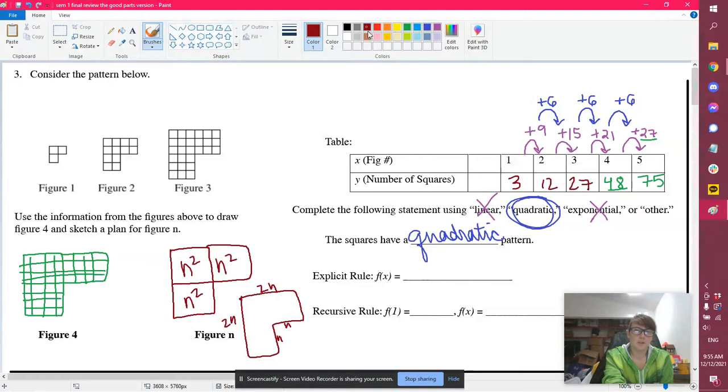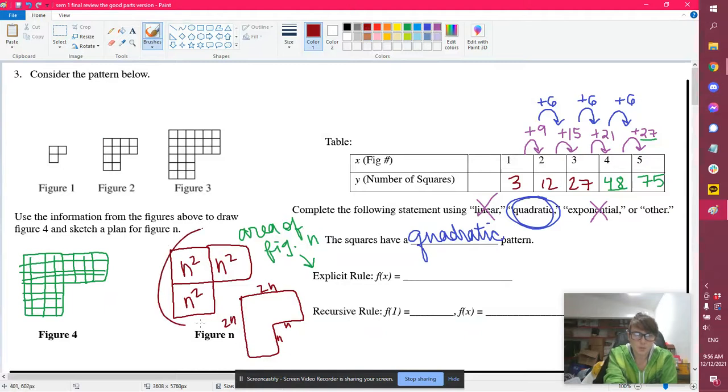If we instead wanted to find the explicit rule first, the explicit rule, either we can stare at this a lot and realize this is 3 times the number squared, or I can try to find the area of figure n. The area of figure n is the explicit rule.